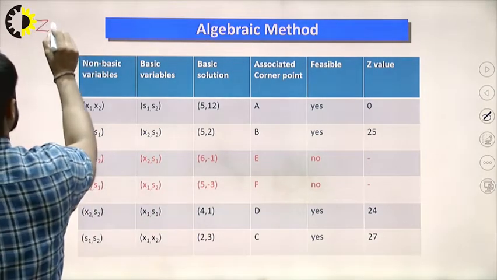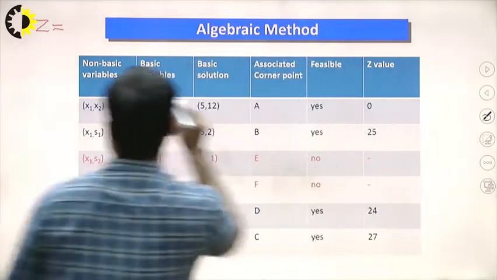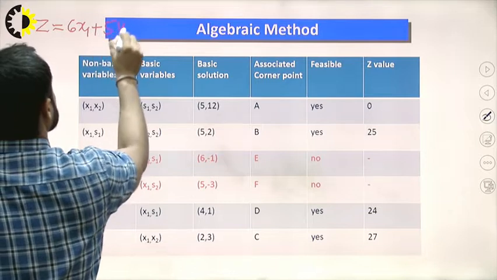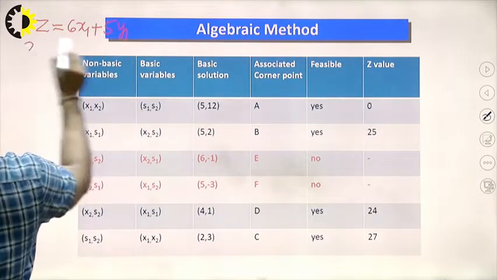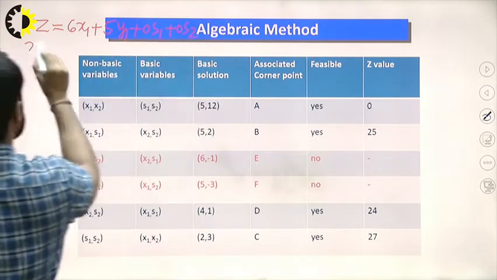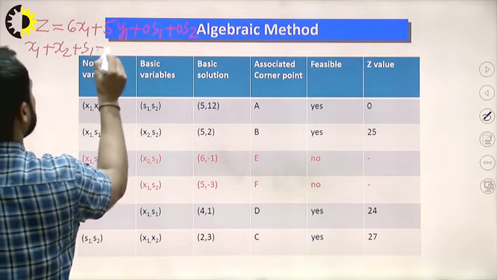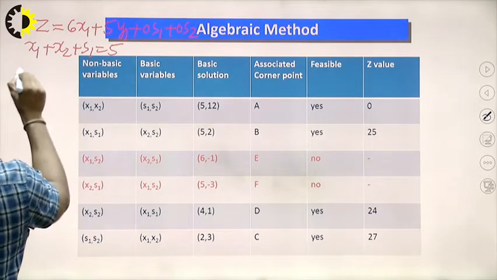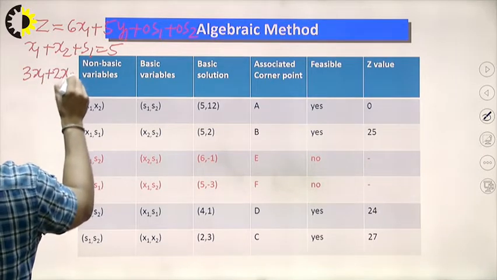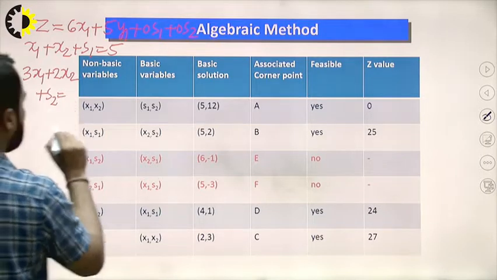The objective function is z. The value of the objective function is 6x1 plus 5x2, plus 0s1 plus 0s2. Constraint 1 is x1 plus x2 plus s1 is equal to 5. Constraint 2 is 3x1 plus 2x2 plus s2 is equal to 12.